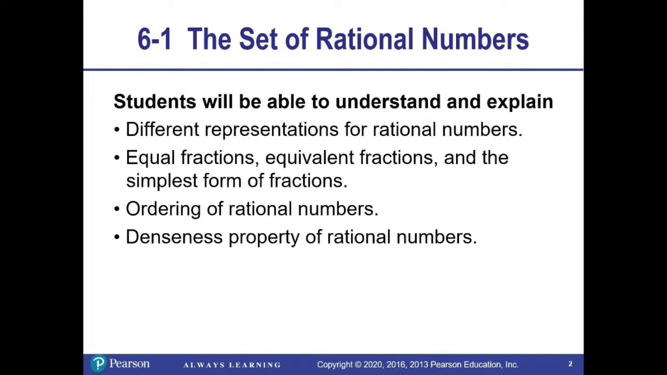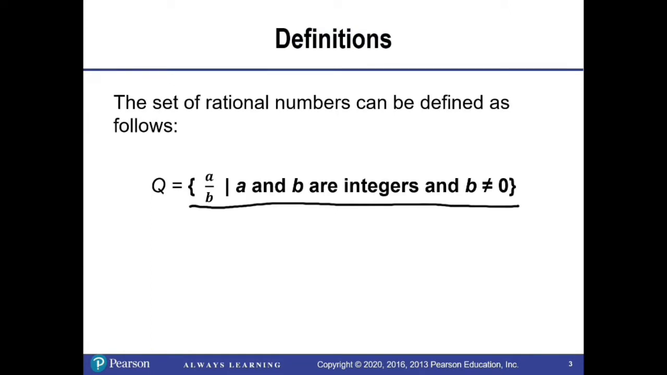So let's get started. What is a rational number? Now, Q is the letter that is frequently used to represent our rational numbers. And you'll notice here, Q is the set of all A over B, such that A and B are integers, and B is not equal to 0. What this means is the set of rational numbers is the set of numbers that can be written as fractions. So we're looking at fractions. We're looking at what we call terminating decimals, decimals that stop, and also repeating decimals.